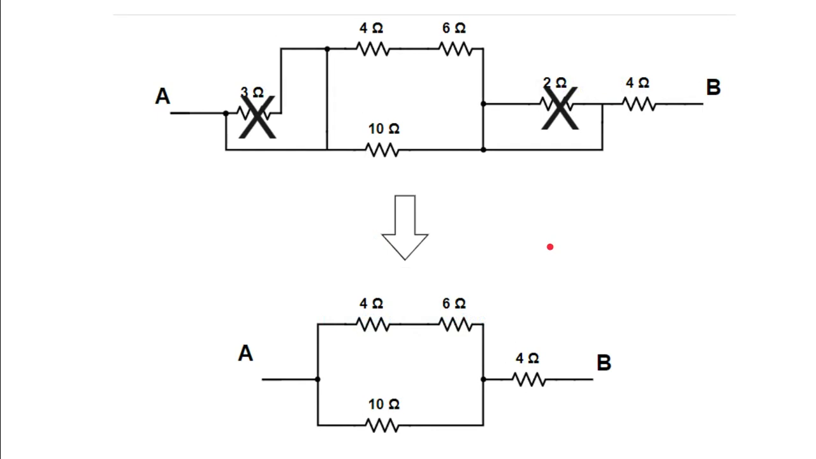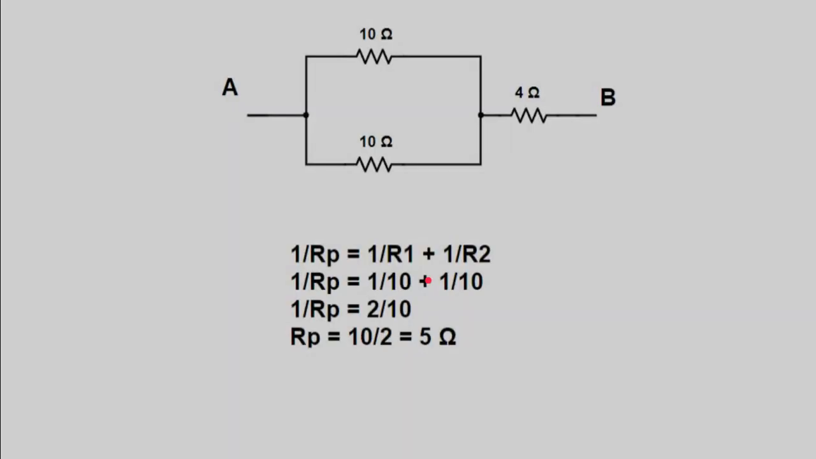With these having gone away, we end up with this schematic, which is a 4 and 6 ohm resistance in series, and that's in parallel with a 10 ohm resistance. Well, these two add together since they're in series, and we end up finally with this. So this is our simplified circuit. We have two 10 ohm resistors in parallel, and that is in series with a 4 ohm resistor.